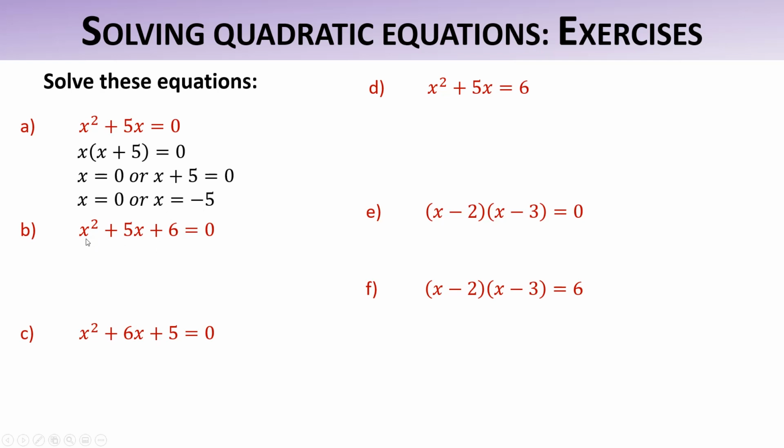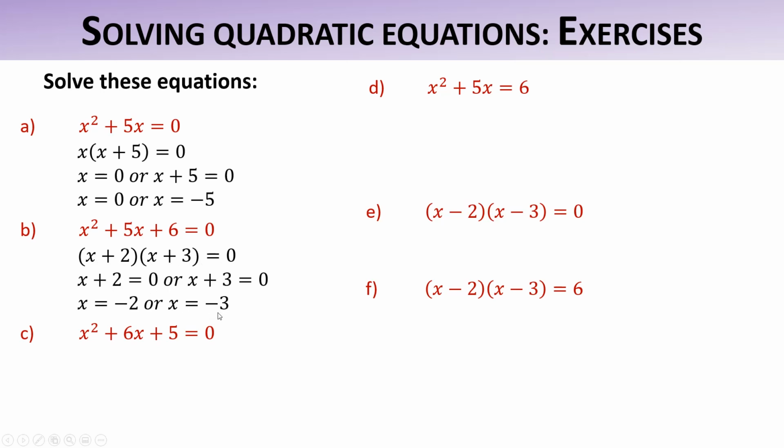Here we have to factorize using the sum product method. Look for two numbers with sum 5 and product 6. Well, 2 times 3 is 6 and 2 plus 3 is 5. So x plus 2 times x plus 3 is 0. And then either x plus 2 is 0 or x plus 3 is 0. So x is minus 2 or x is minus 3.